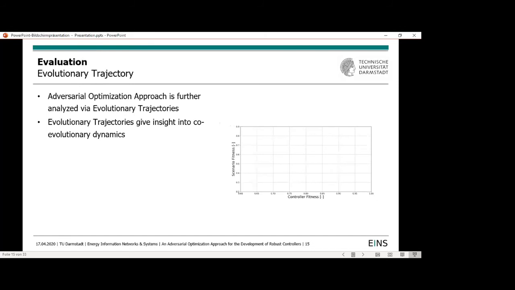The adversarial optimization is then further analyzed by introducing evolutionary trajectories. Here, as depicted in the diagram, we plot the controller fitness over the scenario fitness for the whole optimization run. So we gain a trajectory in the objective space. These evolutionary trajectories can give insights into the co-evolutionary dynamics of the adversarial optimization problem.